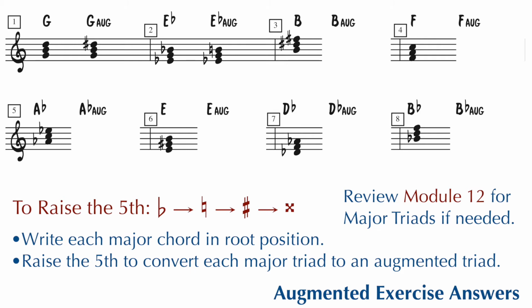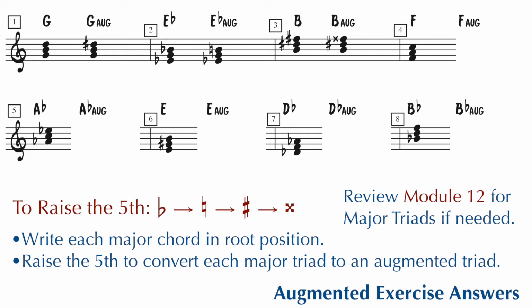Number 3, B major is spelled B, D sharp, F sharp. To change the B major to B augmented, we're going to change that F sharp into an F double sharp. Now B augmented is spelled B, D sharp, F double sharp.